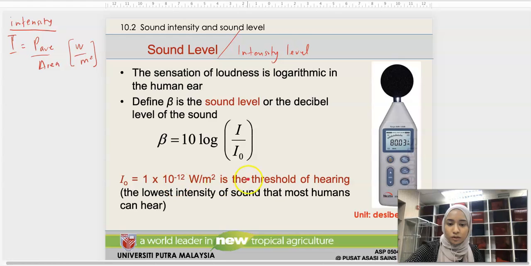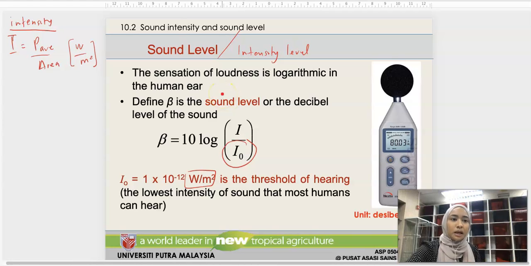What is I naught? I naught is a constant whereby it is the threshold of human hearing. So I naught is 1 times 10 to the minus 12 watt per meter squared, because you know intensity is power over area. That is the unit. So 1 times 10 to the minus 12. That is I naught. I naught does not ever change. You should always plug I naught into this equation.